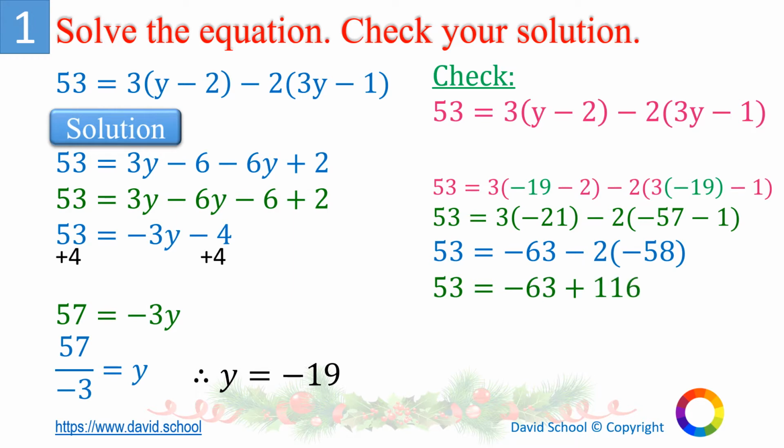and we simplify further. 53 is negative 63 plus 116. Here, when we multiply negative 2 times negative 58, it will be positive 116. And finally, 53 is equal to 53. The equation is satisfied. Therefore, y equals negative 19 is the solution of the equation.